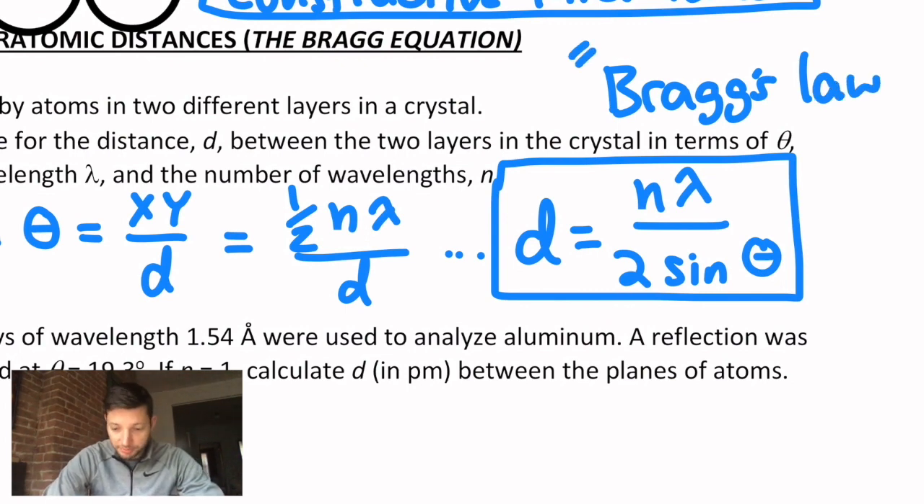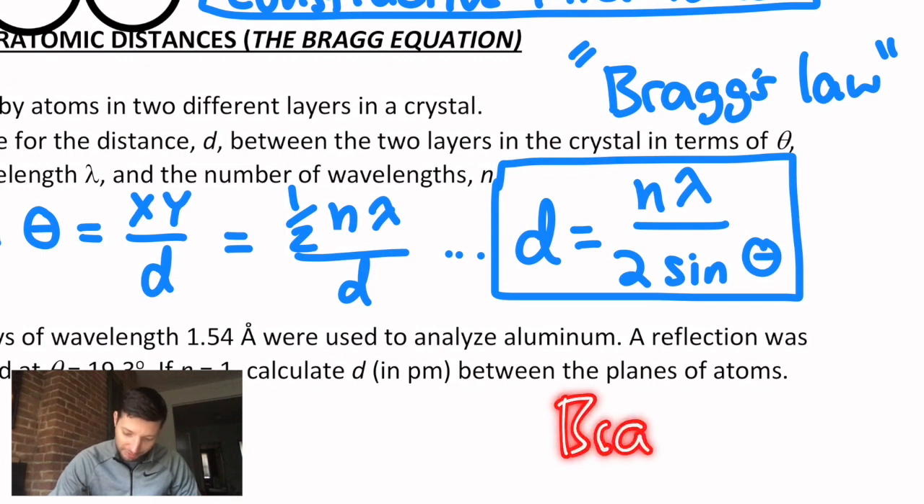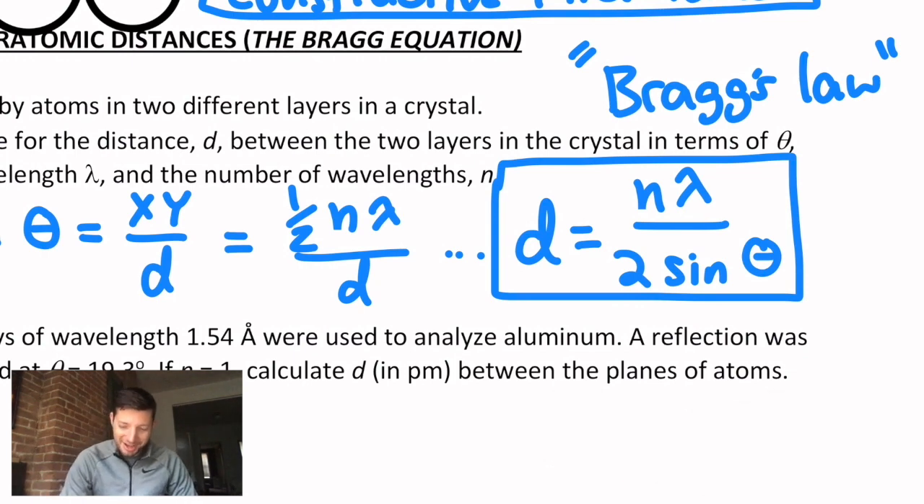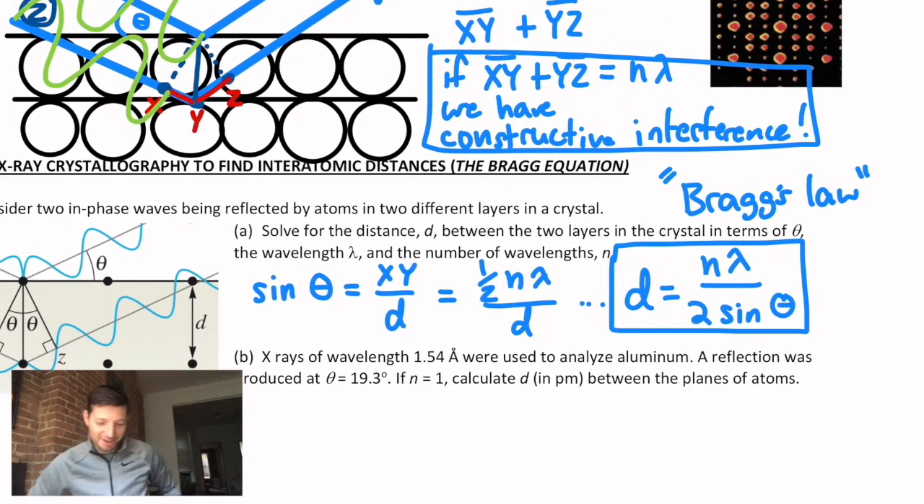This was developed by actually a father and son team jointly who won the Nobel Prize in 1915. So it is sometimes called Bragg's law, singular possessive, but it's also correctly sometimes called Braggs' law, since it was done by two Braggs. Imagine getting your Nobel Prize with your father. That's someone who's really dedicated to their work.